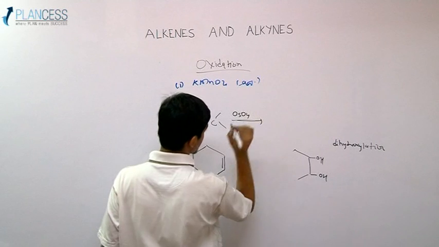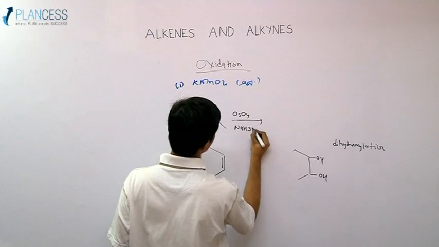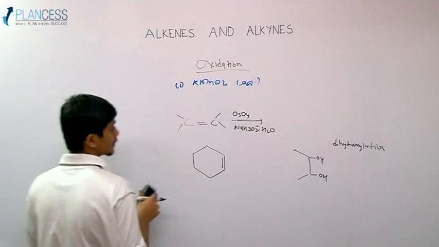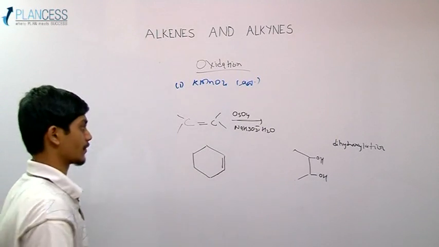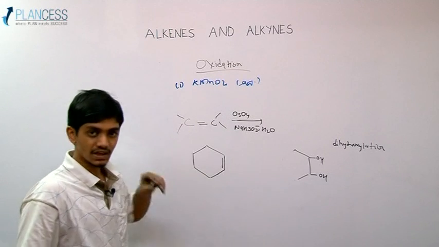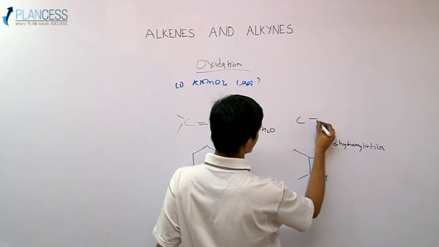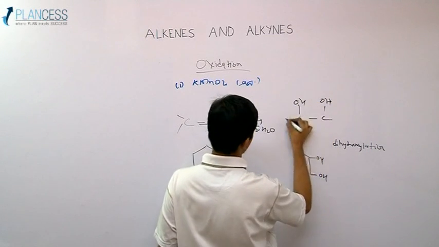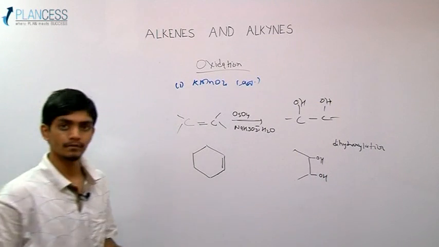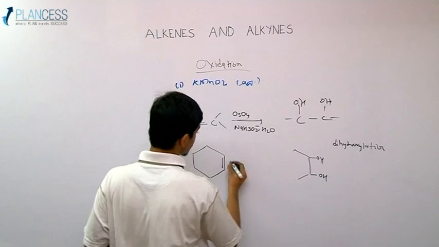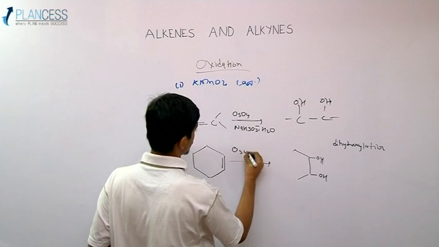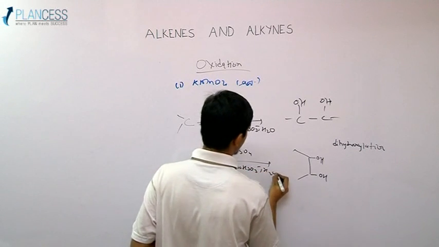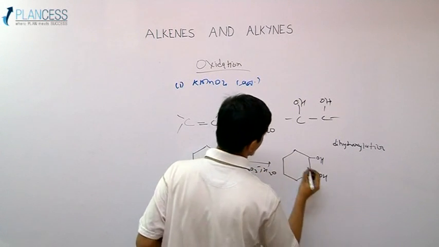OsO4, osmium tetroxide, followed by hydrolysis with bisulfide, or you can have here hydrolysis with bisulfide. Fine. Now when you have this reaction, you get the same products also. Again the syn dihydroxylation of alkenes. Same reaction, OsO4 and NaHSO3 minus H2O, you get the same product as you get with KMnO4.